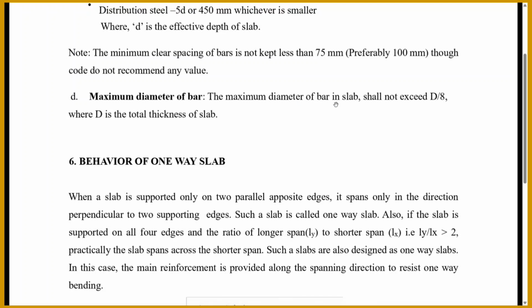The diameter of the bar in the slab should not exceed D upon 8, where D is the total thickness of the slab, not the effective depth. Please remember that.